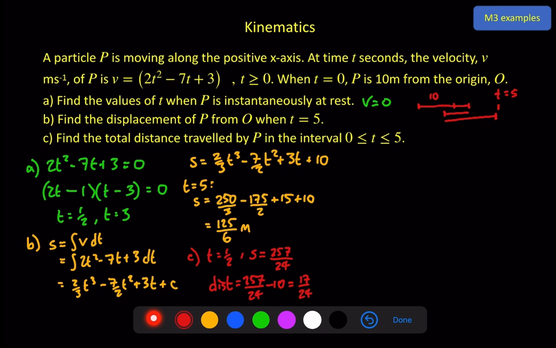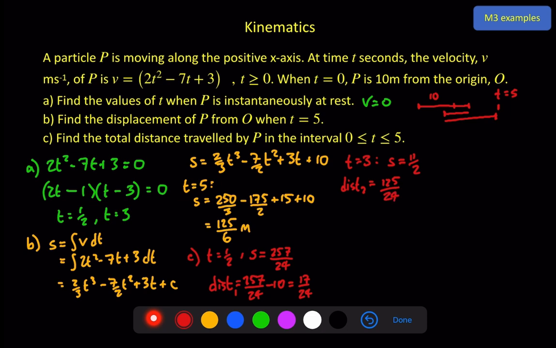Now from t is equal to a half to t is equal to 3, we need to know the next point, and that gives us s is equal to 11 over 2, or 5.5, and you can see that this is bigger than this, so it has come back on itself. To find this distance, then we need this point minus this point. So 257 over 24 minus 11 over 2. Call that distance 1. Distance 2 gives us 125 over 24.